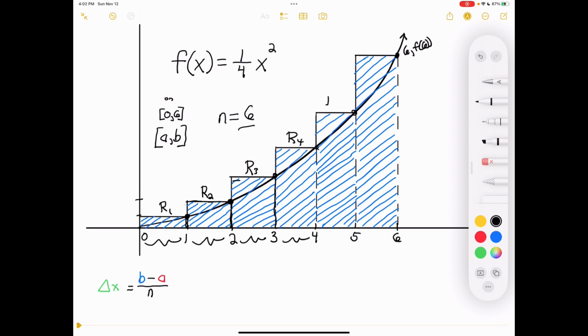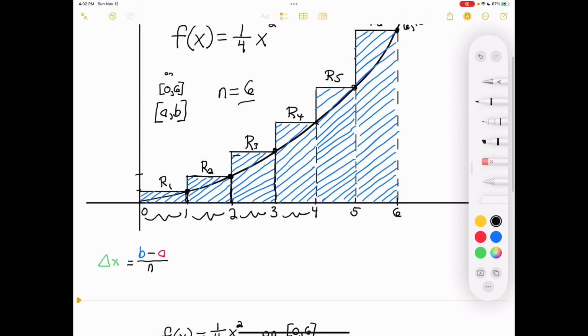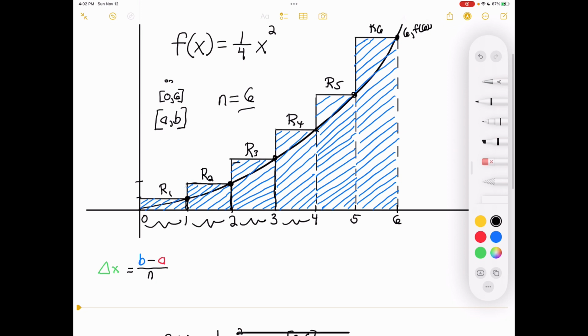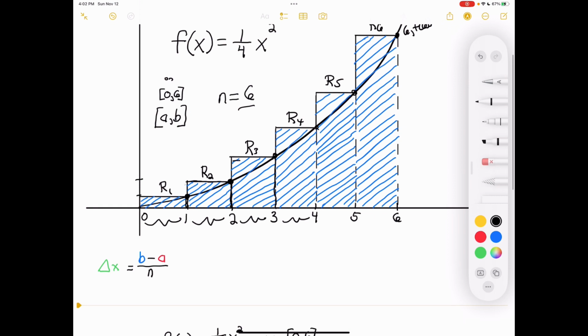And you'll see we have 6 rectangles of equal width, but varying height. Now the width of each one of these rectangles, or subintervals, is typically denoted by delta x. And the formula to find the value of delta x is b minus a over n.